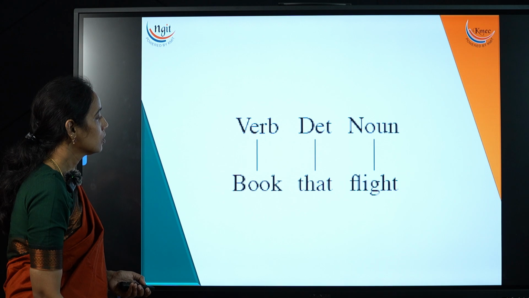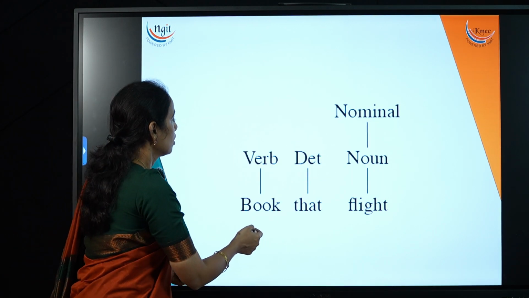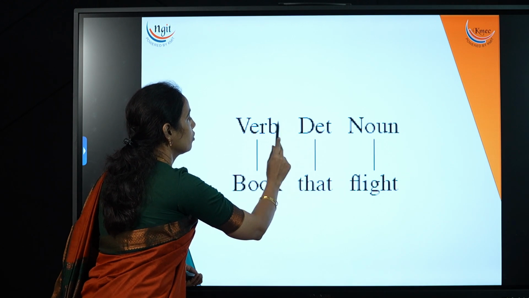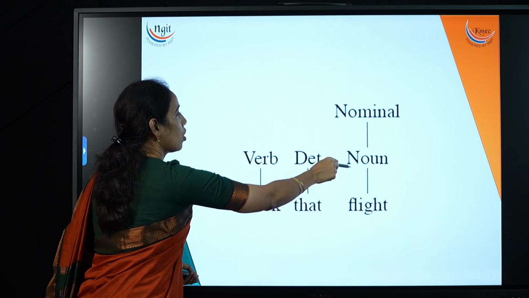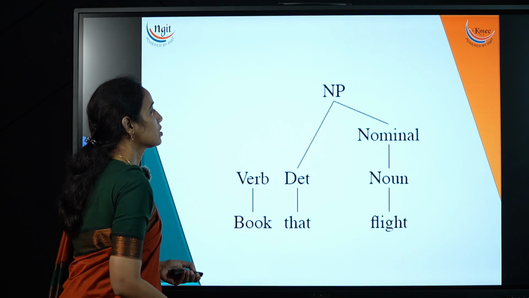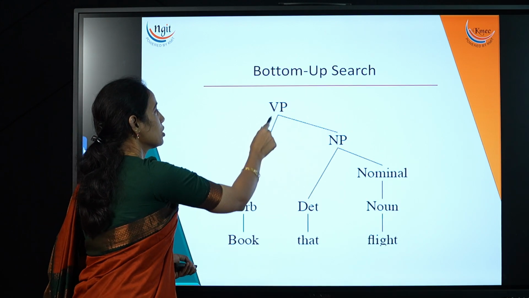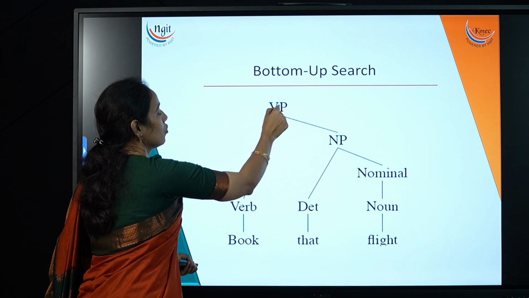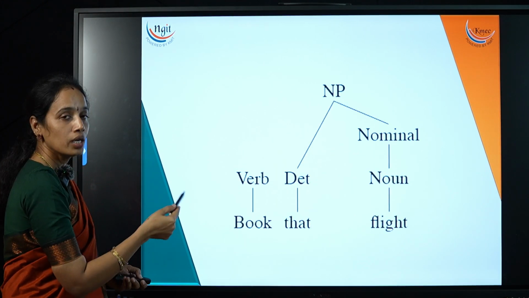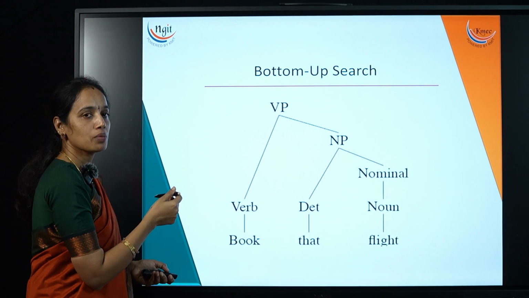See here. So this is bottom up parsing. We started with the words book, that, flight: verb, determiner, noun, and that noun can be nominal. That nominal and determiner combined give the noun phrase, and this verb is a verb phrase, and this verb phrase is nothing but the sentence. So in this way we determine how we are going to build this bottom up search tree.